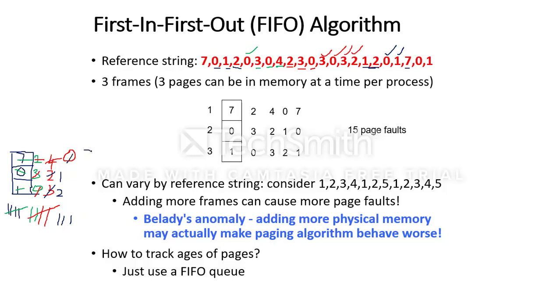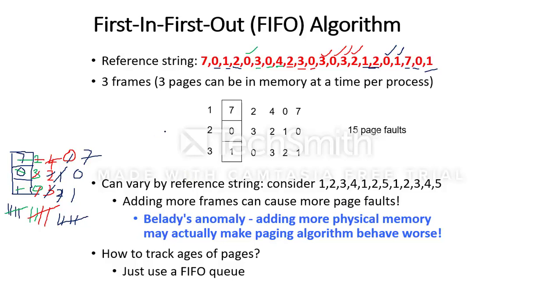We replace with 7. You want to run 0, it gives you a page fault, right? Who is the victim? It's 1, right? You replace with 0. You want to run 1, it's not there, it gives you another page fault, right? Who is the victim? It's this 2, you replace with 1. You are done because you have exhausted everything.